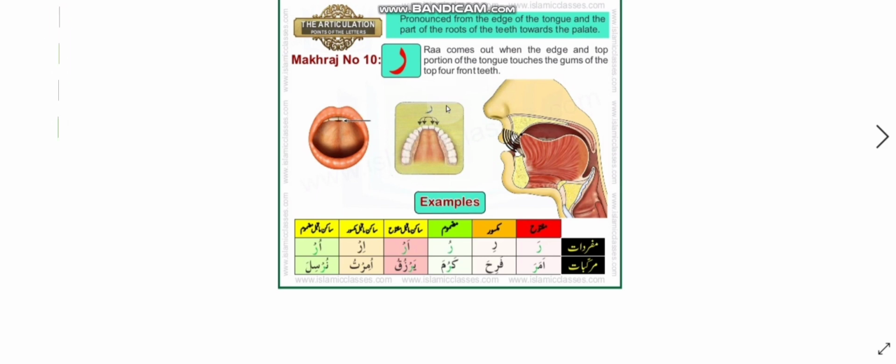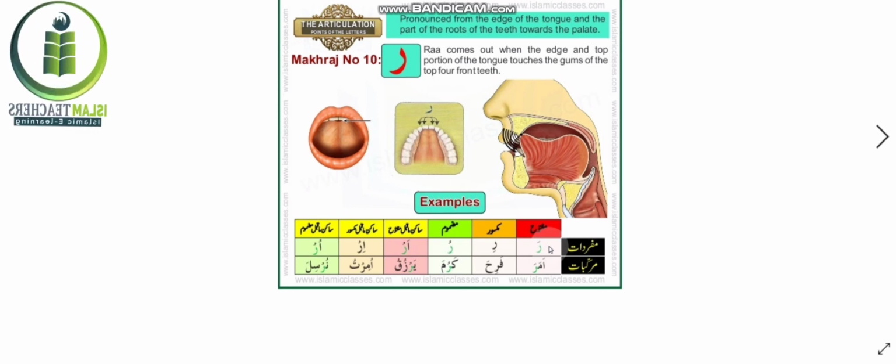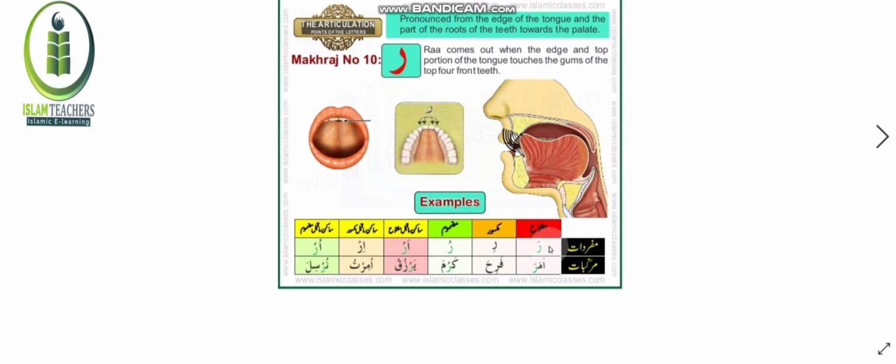Ra, Ra. If we see it with the harakat, individually: Ra fatha Ra, Ra kasra Ri, Ra dhamma Ru. Hamza fatha Ra sakin Ar, Hamza kasra Ra sakin Ir, Hamza dhamma Ra sakin Ur.